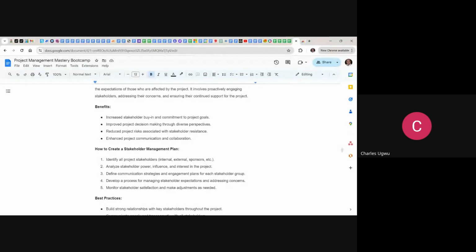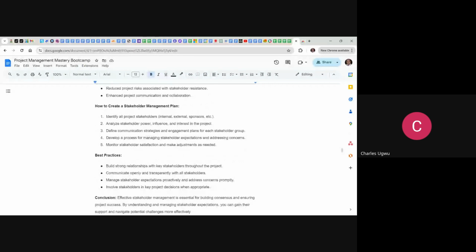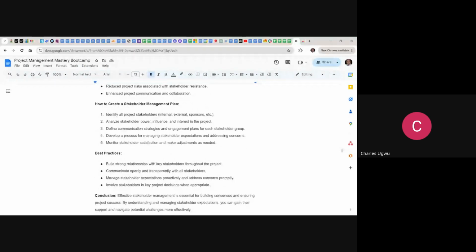The last benefit here is that it enhances project communication and collaboration. So how do we create a stakeholder management plan? The first thing is to identify all the stakeholders. I told you we'll have external stakeholders, internal stakeholders, sponsors, different types of stakeholders. Try to identify all of them.